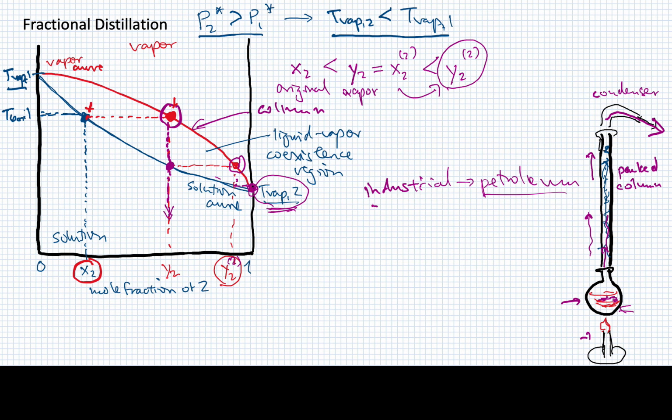But in any case, industrial distilleries would use a fractional column like this to separate the different components that you find in a petroleum mixture from one another so that we can use those pure components for something useful.